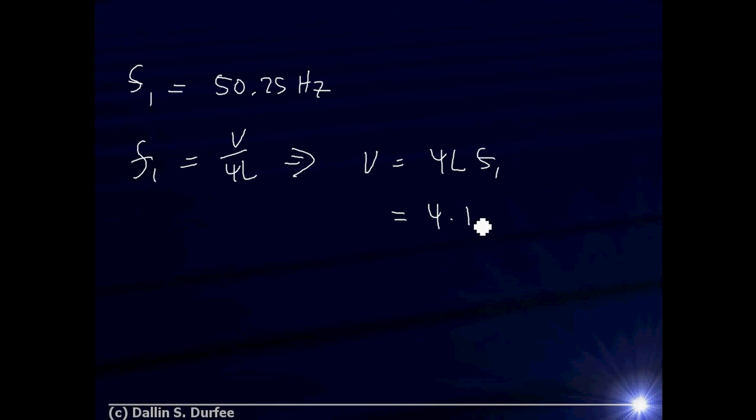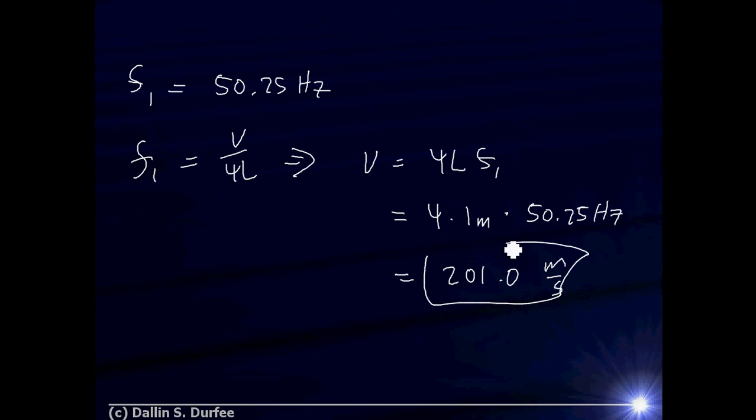But remember, the fundamental frequency in a pipe that is open at one end and closed at the other is just V over 4L. So that means that V is just 4L times f1, which is 4 times 1 meter times 50.25 hertz, which then is going to be 201.0 meters per second. All right? So there is the speed of waves.